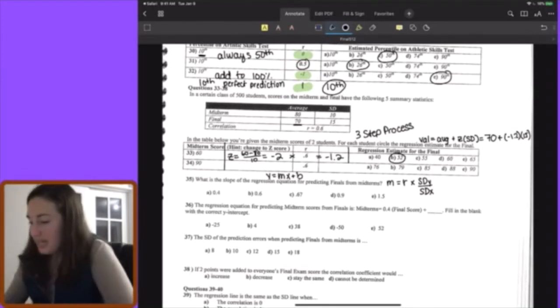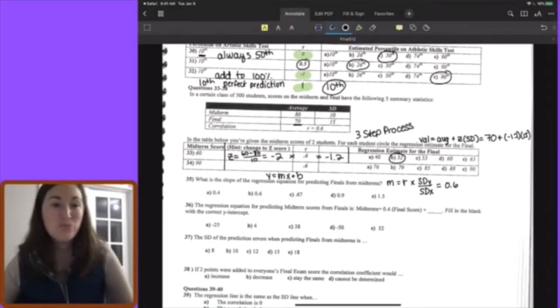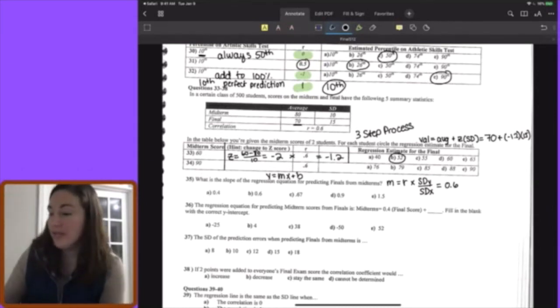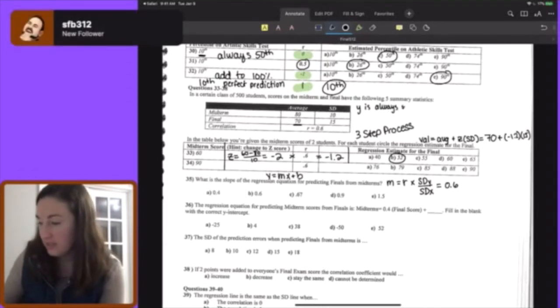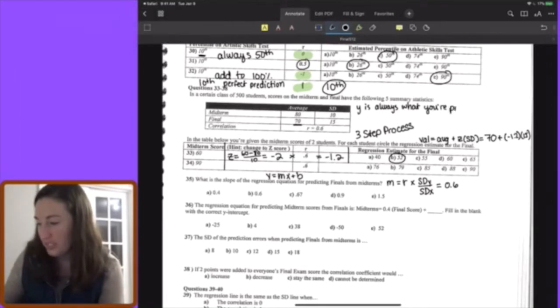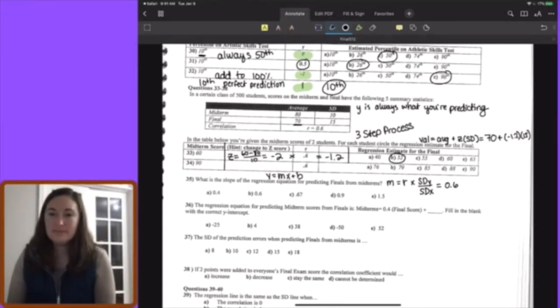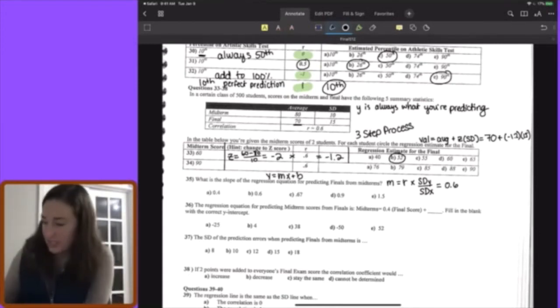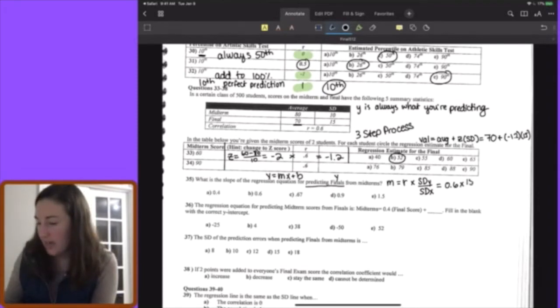In this case, my correlation is 0.6. I have to decide which variable is x and which one is y. Remember, y is always what you're predicting. In this case, I'm predicting finals, so finals is going to be my y. So the SD of y would be 15, and the SD of x would be 10.